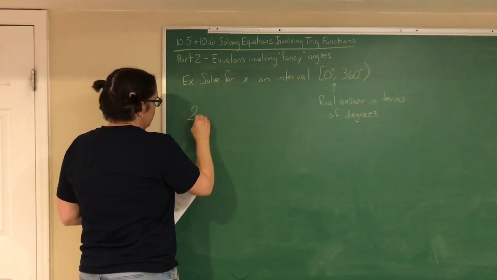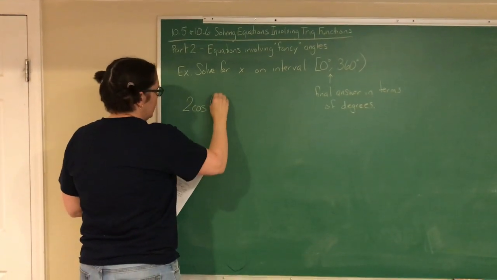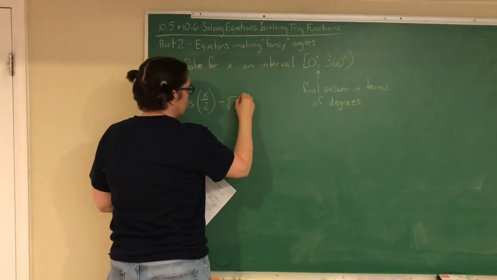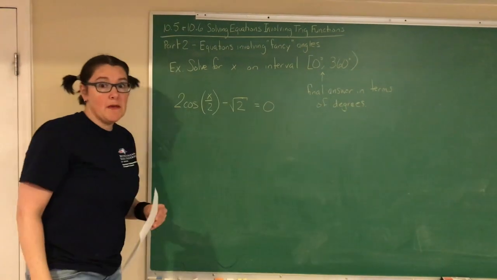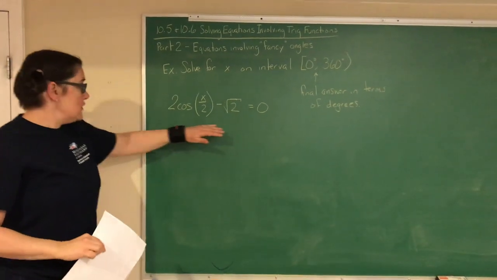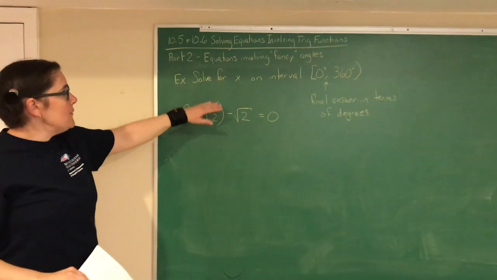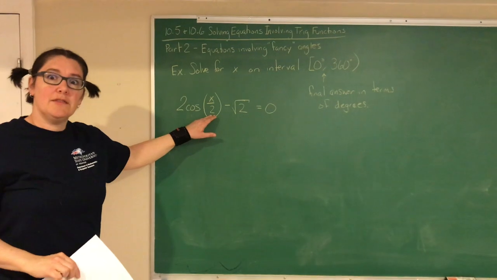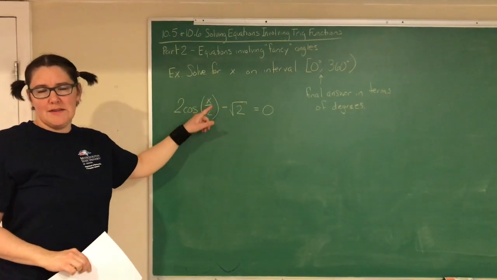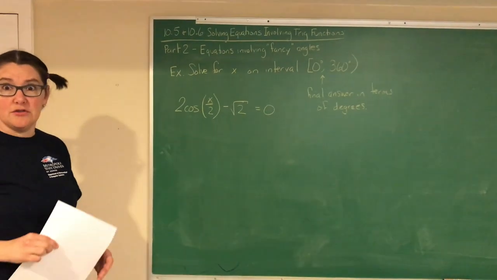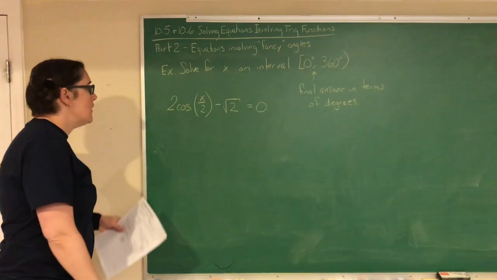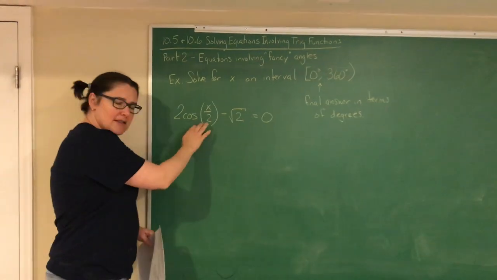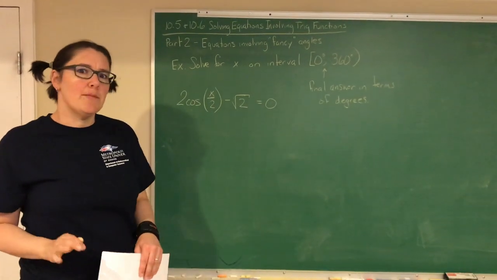Okay, so now we have 2 cosine of x over 2 minus square root of 2 equals 0. And so here I do have an equation that involves a trig function. What I mean by a fancy angle is the part inside the argument, cosine of stuff. That part inside the parentheses is fancier than just an x, or fancier than just a theta. Looking at this equation, I see that there's fancy stuff going on inside the parentheses, but I'm going to ignore that part for now.